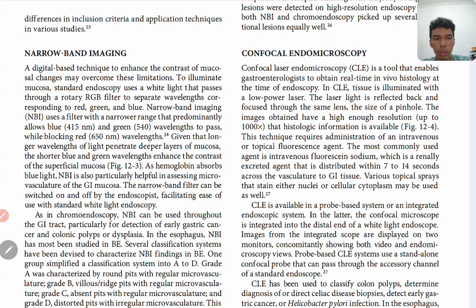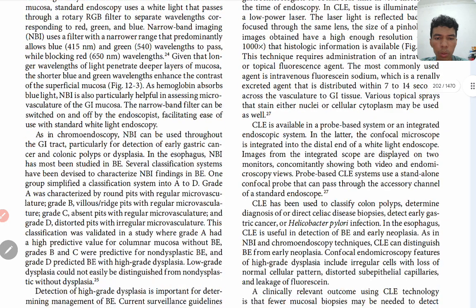This technique requires administration of intravenous or topical fluorescence agents. The most commonly used agent is intravenous fluorescein sodium, which is a renally excreted agent that is distributed within 7 to 14 seconds across the vasculature of GI tissue. Topical sprays that stain either nuclei or cellular cytoplasm may be used as well.